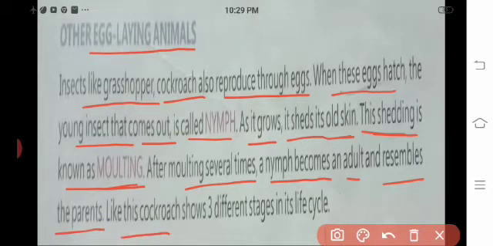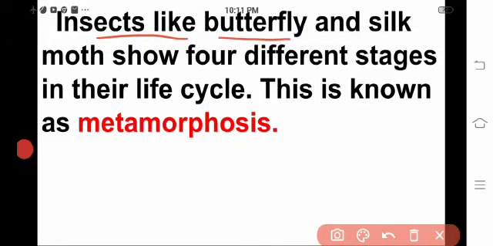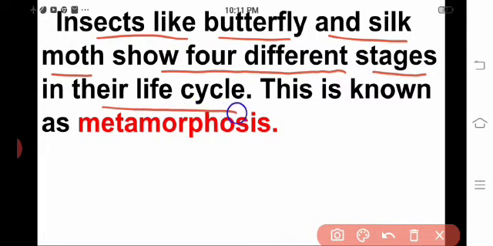This cockroach shows three different stages in its life cycle. Insects like butterfly and silk moth show four different stages in their life cycle. This is known as metamorphosis.